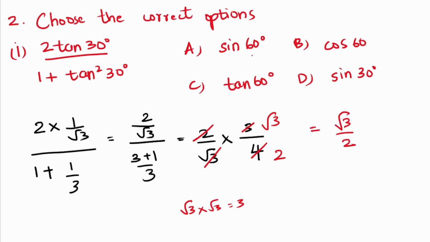The options they have given are sine 60, cos 60 degree, tan 60 degree, sine 60 degree. So what's the answer? Root 3 by 2 is the value of, when you check the options, sine 60 degree, right? You can refer to the table. Root 3 by 2, yes, not only sine 60 degree, cos 30 degree also is root 3 by 2 only. But in the options they have given sine 60, so we'll opt for sine 60.